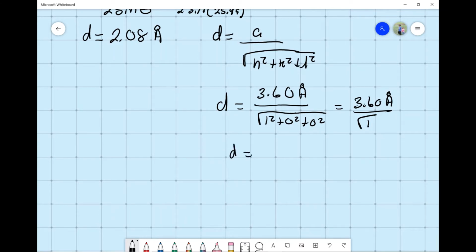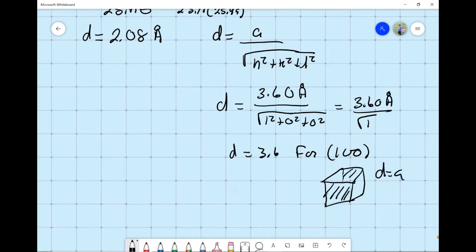So D equals 3.64100. And I didn't even need to calculate that, because if you remember, we said that in a cubic system, I'm trying to draw the repeat 110. For 110, D is equal to A. So if you remember that, you actually save yourself a calculation, because we already know that D is 2.08.